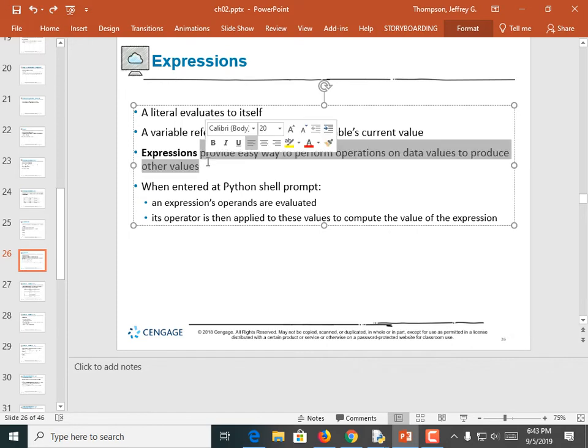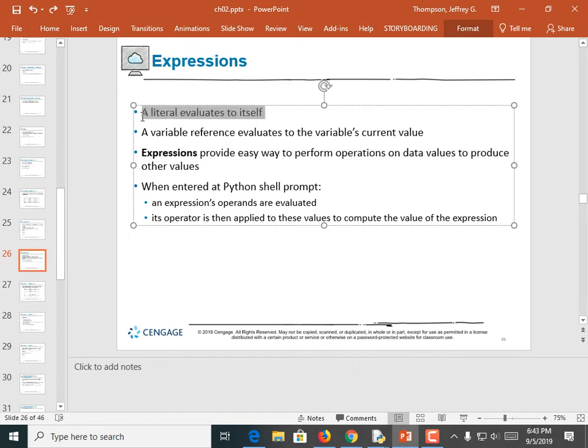So, a literal evaluates to itself. That's a pretty cryptic statement, but if you have the number 4 in your code, it means a 4. A variable evaluates to the current value. So if you had set x to 10, then whenever it was evaluated, like if it printed out, it would print out a 10. An expression allows you to hook up the data values together to produce other data values. So like 4 plus x, if x was equal to 10 and then we added 4 to it, then it would print out 14.